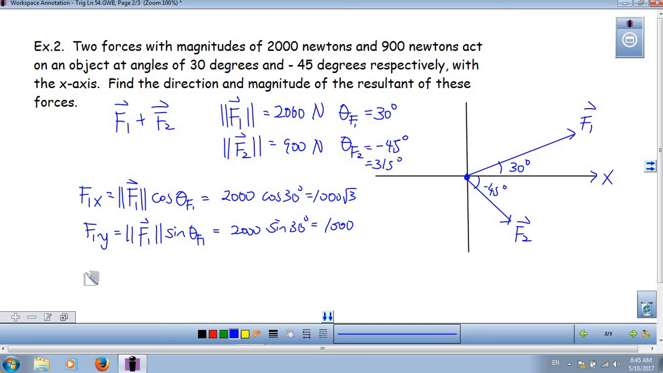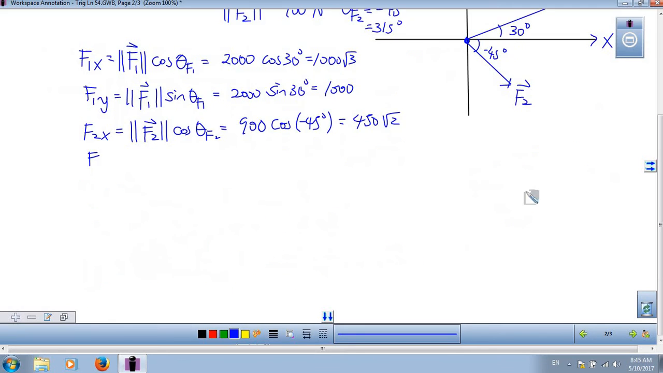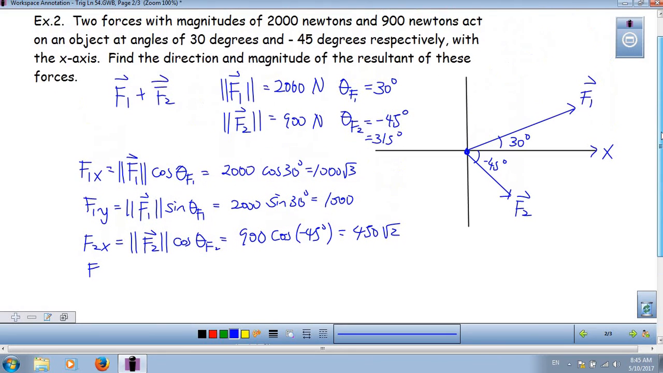Alright, and F2x would be equal to the magnitude of F2, which is 900, times cosine of negative 45. Cosine of negative 45 is the same as cosine of 45, because cosine is an even function. So the negative is equivalent. So this would be 900 times square root 2 over 2, which is 450 square root 2.